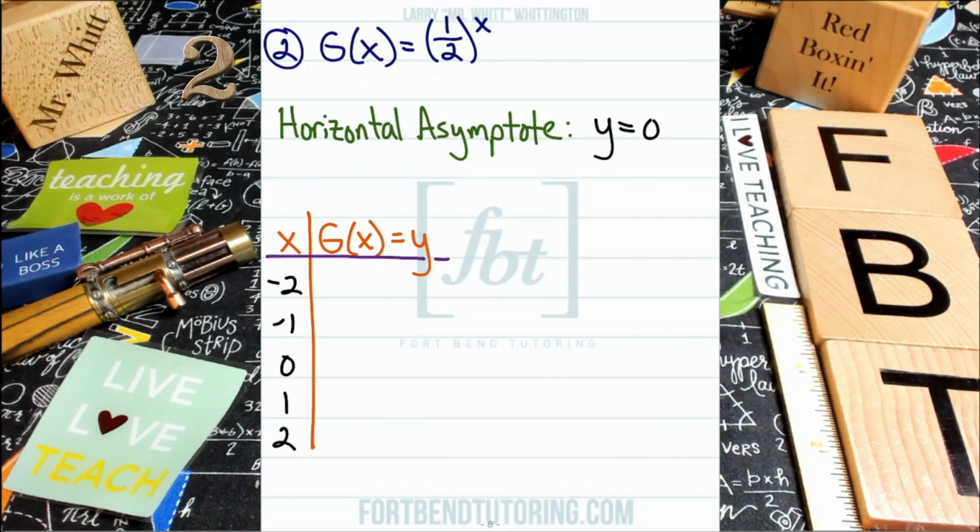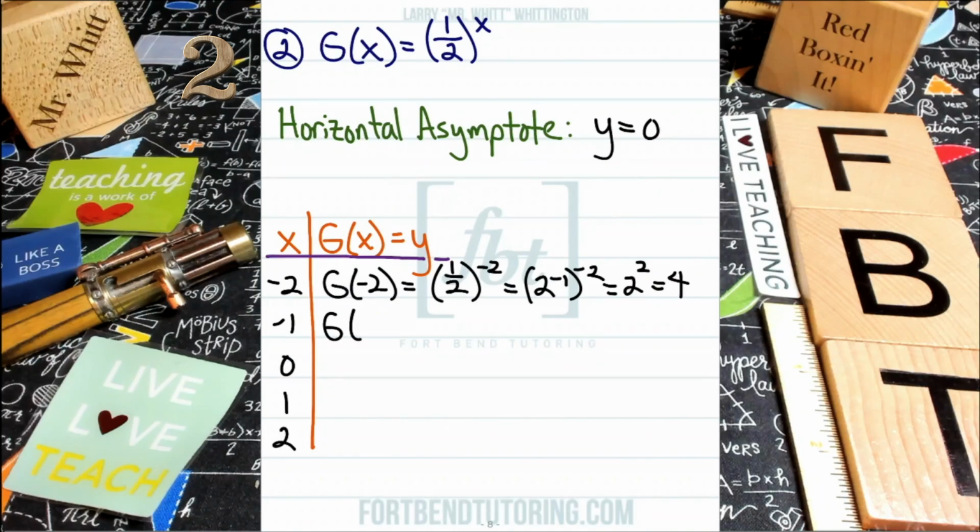If you want to plug in -3,175 and 2600ths, you go right ahead. I'll be sticking with -2, -1, 0, 1, and 2. All right, so we're going to find out what g of -2 is by plugging in -2 for our exponent of x. Once we have this, I can rewrite that 1/2 as 2 to the -1st power, raised to the -2 power, which gives me 2 squared, which is 4.